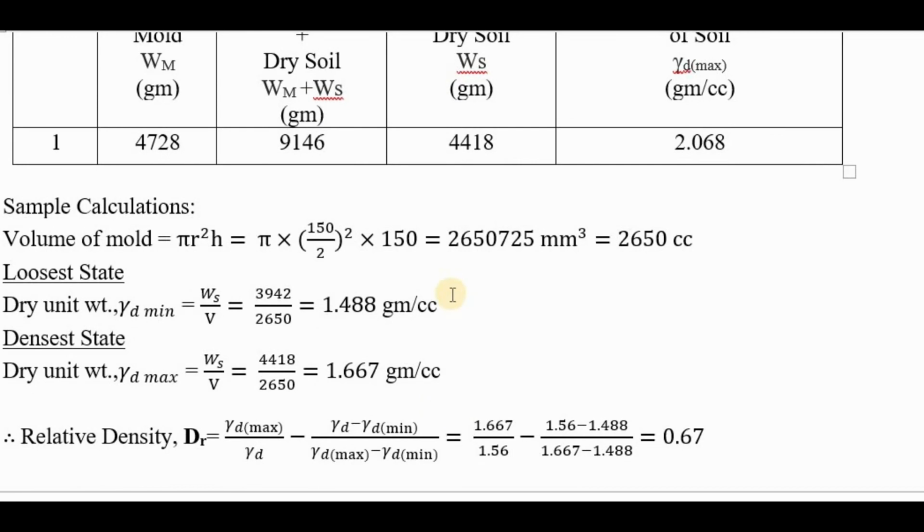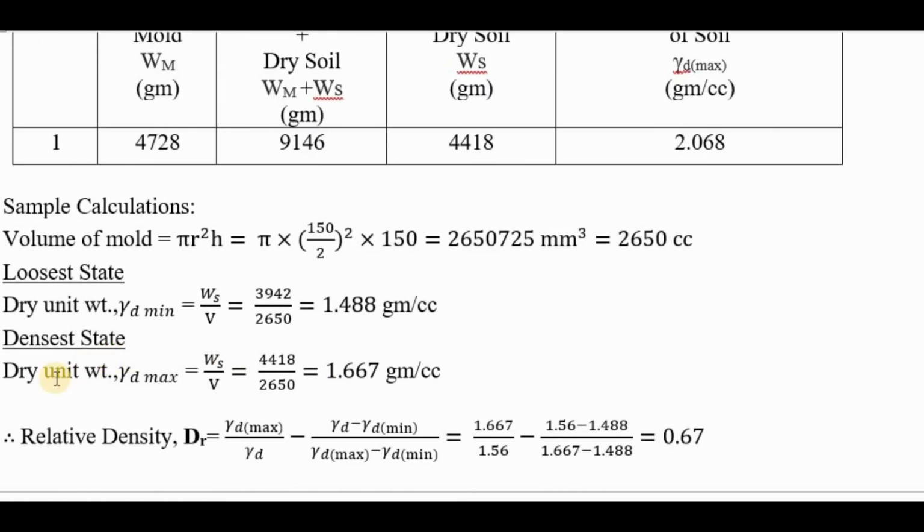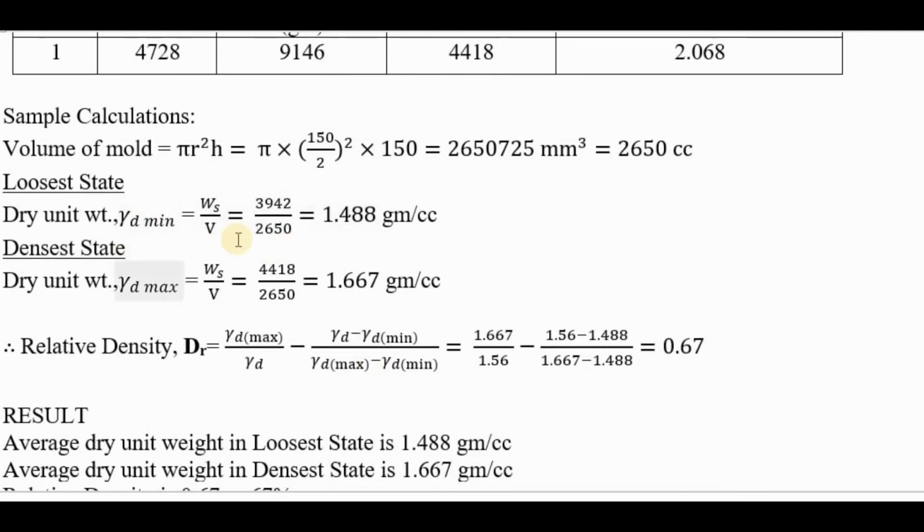And if you are using the equation to get the dry density or the unit weight, we have to divide the weight by the volume. So for the loosest state, the dry unit weight was 1.488 gram per cc, and for the densest state, the dry unit weight was 1.667 gram per centimeter cube. So by using all of these values and the equations, we can find the relative density Dr. You can see the relative density Dr is 0.67.